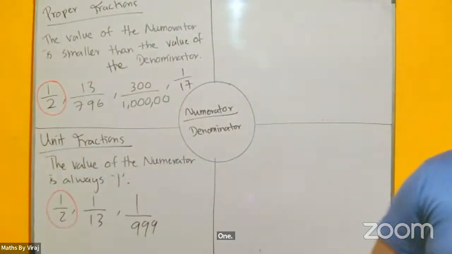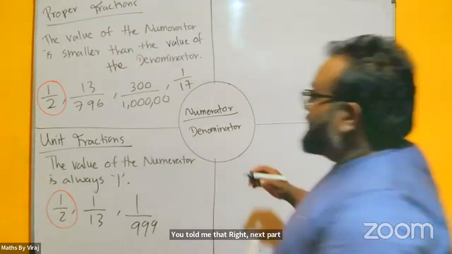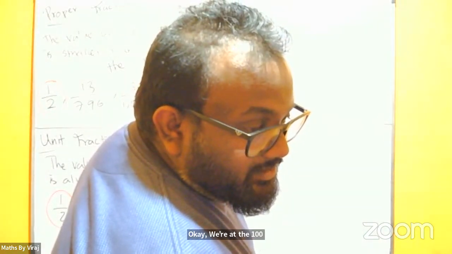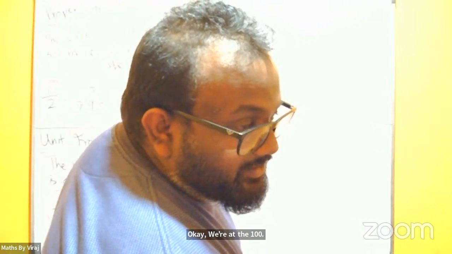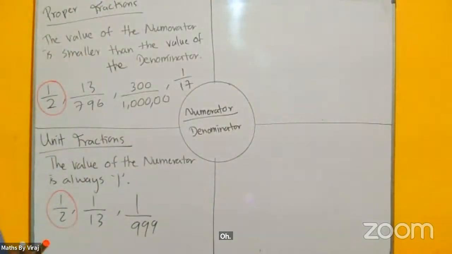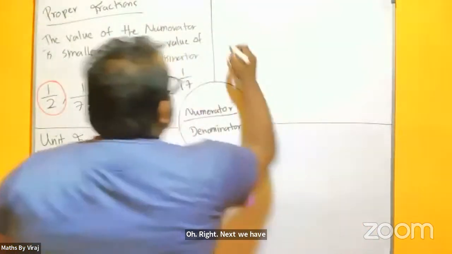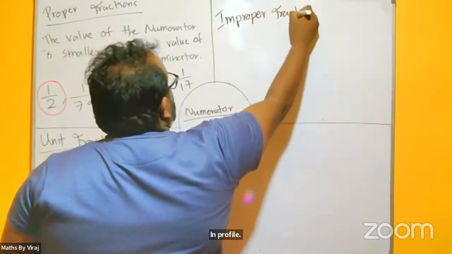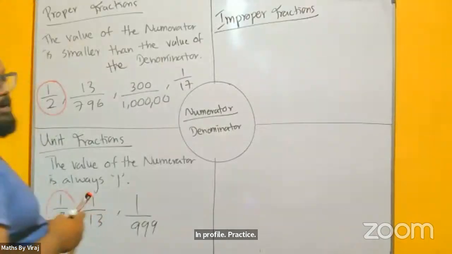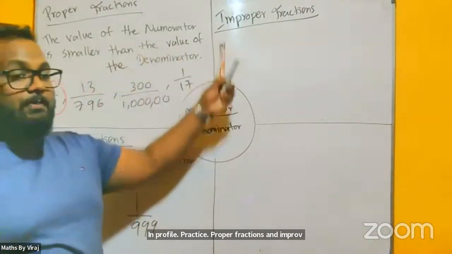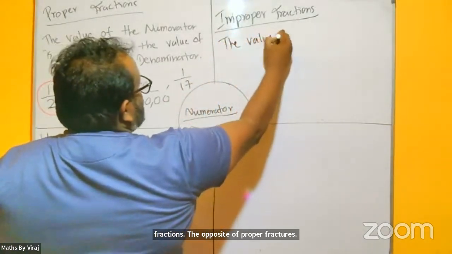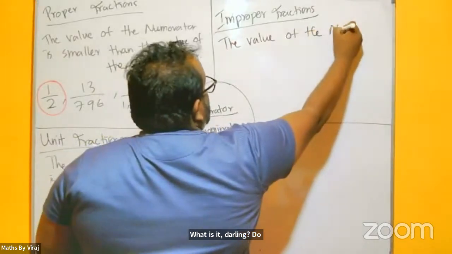Right. Next we have improper fractions. What do we have? Improper fractions. Proper fractions and improper fractions. The opposite of proper fractions. What is it?